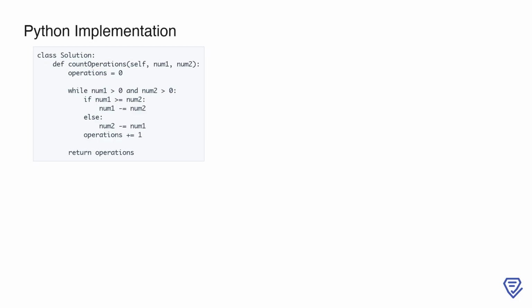This solution is efficient, as it directly implements the logic of the problem statement without additional overhead. The use of subtraction ensures that the algorithm terminates in a finite number of steps, as one of the numbers will eventually reach 0. The code is also clean and concise, with clear variable names and minimal use of control structures, making it easy to understand and maintain.